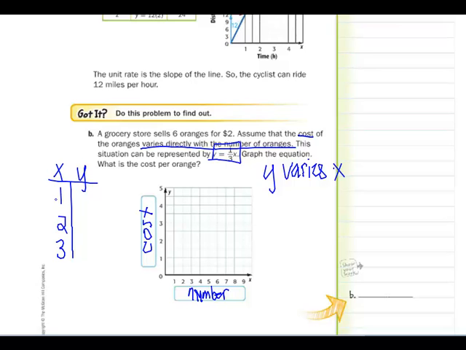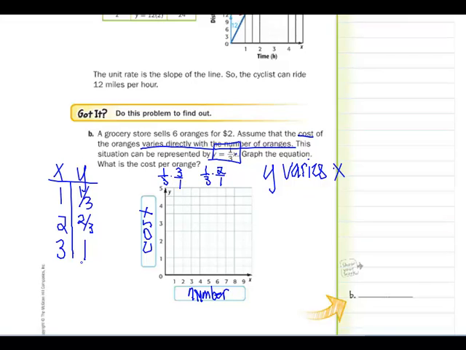So for 1 orange, that's what our x is. For 1 orange, we put in a 1 right there. It would be 1/3. Put in a 2 right here. So 1/3 times 2, which will be 2 over 1. So that would be 2/3. Put in 3 right here. So 1/3 times 3, which would be 1.